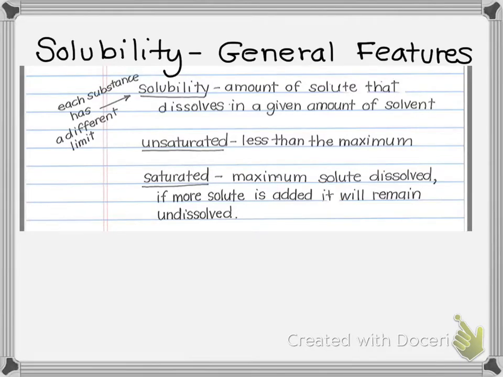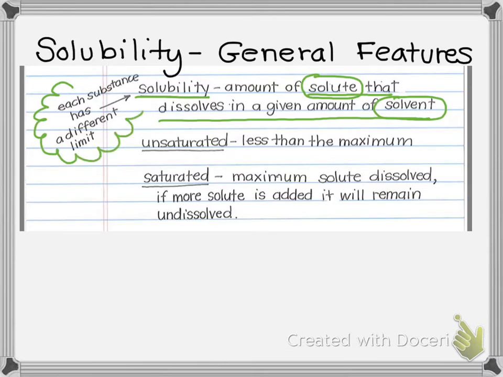A characteristic of a mixture is that you can vary the amount of solute you have dissolved in a given amount of the solvent. Now this is limited, however, by something called the solubility. The solubility, or the solubility limit, is the amount of solute that will dissolve in a given amount of solvent. And the solubility is dependent not only on which solute you have, but also which solvent you have. So you see here, each substance can have a different limit.